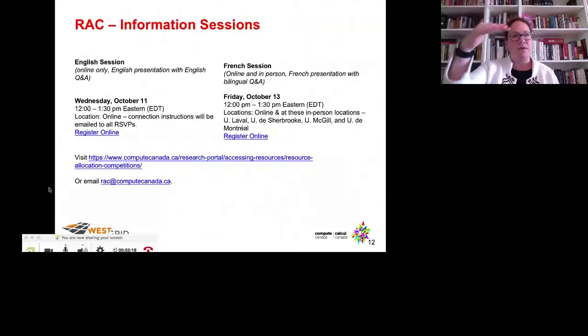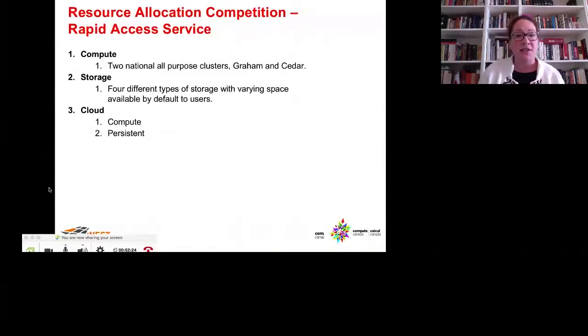So we'll start at the top and sort of go through the different types of RACs. So we'll start with the Resource Allocation Competition Rapid Access Service, RAS, which is every bit as dynamic as it sounds, RAS. So this is what used to be called the default allocation, but it works a little bit differently now. RAS is for small jobs, short jobs. Will you just be storing something for a short period of time, computing something over a fairly short period of time, storing smaller data? For probably most of the sort of data sets and computing that our community works with, a lot of them can be satisfied by the resources available through Rapid Access Service.